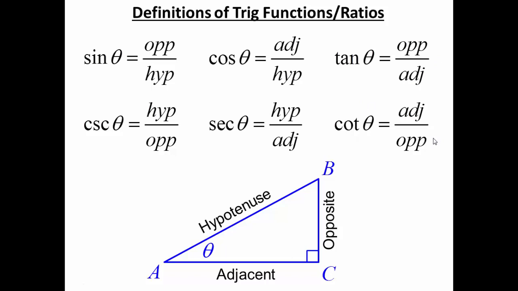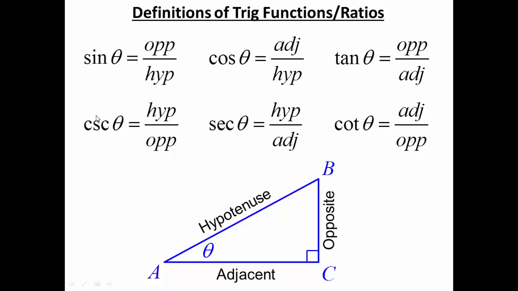Now remember, when you were in geometry, you were probably taught a handy-dandy little trick to remember the sine, cosine, and tangent ratios. SOHCAHTOA, S-O-H-C-A-H-T-O-A. SOHCAHTOA is an easy little mnemonic device to help you memorize that sine is opposite over hypotenuse, cosine is adjacent over hypotenuse, tangent is opposite over adjacent.